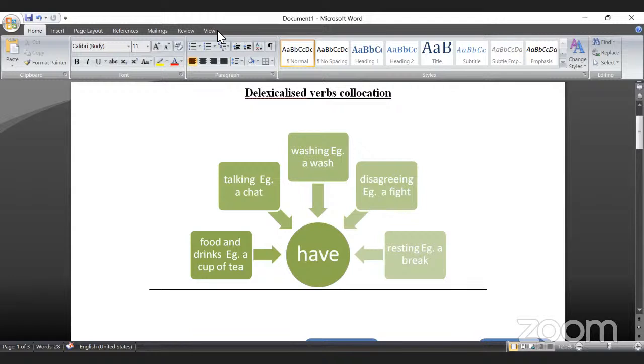Okay. The same thing is applicable also. Have a bath and take a bath will also be that kind of an expression. The same can happen with shower also. Have a shower and take a shower. Okay. Yes. Okay.